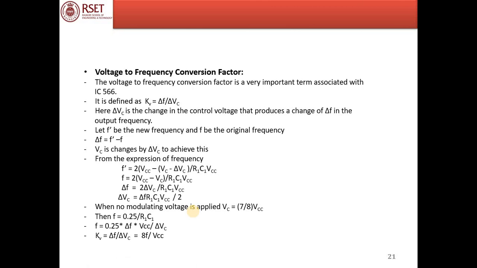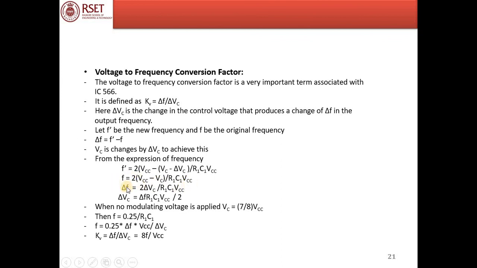Now one thing that you have to keep in mind is when no modulating voltage is applied, that is there is no voltage at pin number 5, we are not applying any modulating voltage, the value of voltage at that pin becomes 7 by 8 VCC. This is due to the internal circuitry of the IC. So when we do not apply a modulating voltage at pin number 5, the value of VC becomes 7 by 8 VCC.